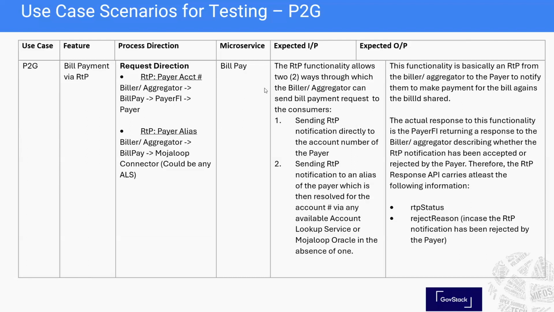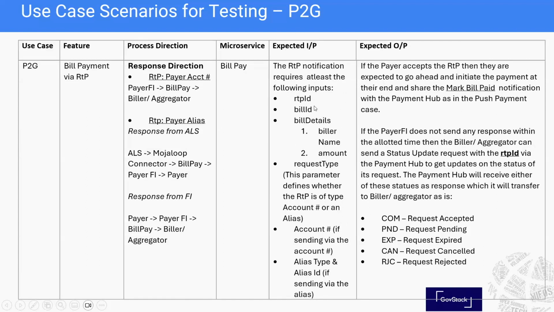This request is sent to the bill pay. They create an RTP notification, request to pay notification. And this request to pay notification could be done in two ways. It could either be directed directly towards a payer FSP's account, or it could be sent using an alias or a proxy for that payer. So in that case, the expected inputs for these, first and foremost, is the RTP ID that is generated for that request.